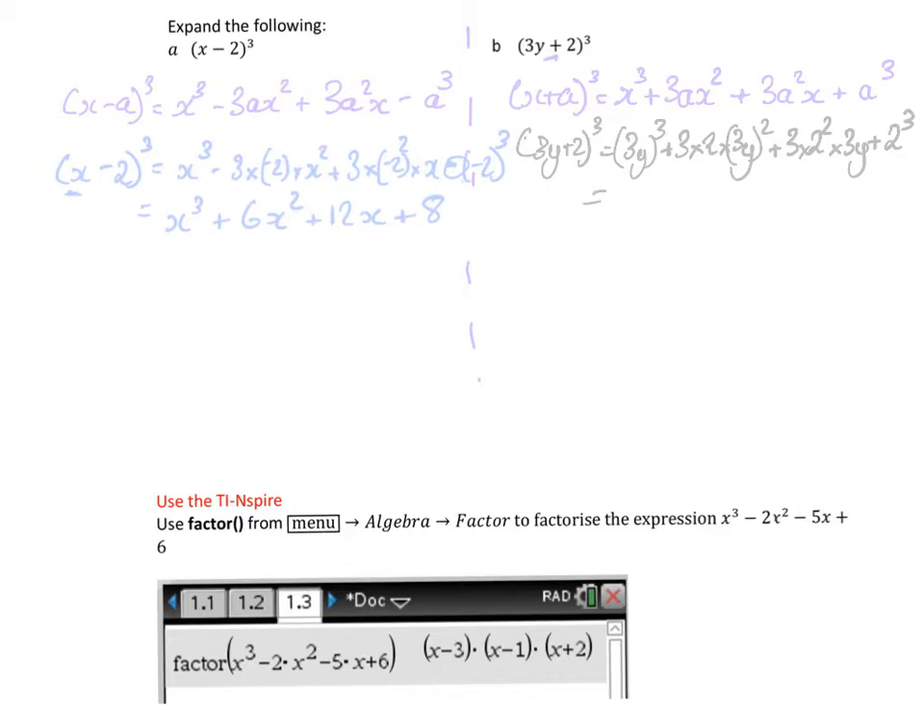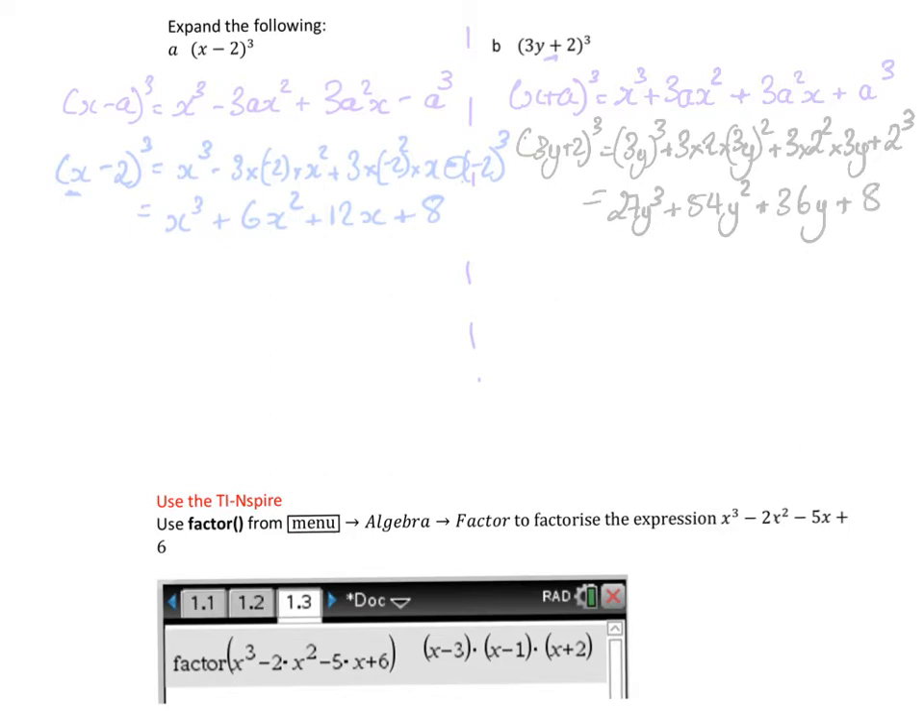Let's tidy all of that up. So 3y all cubed. Well, 3 cubed is 27, so it's 27y cubed. Be careful with your signs. Next one, I've got 3 squared because that 3 is inside the bracket. So 3 squared is 9. 9 times 3 is 27. 27 times 2 is 54. So it's plus 54y squared. Next one, 2 squared is 4. 4 times 3 is 12. 12 times 3 is 36 plus 36y. And then the last bit there, 2 cubed is 8.